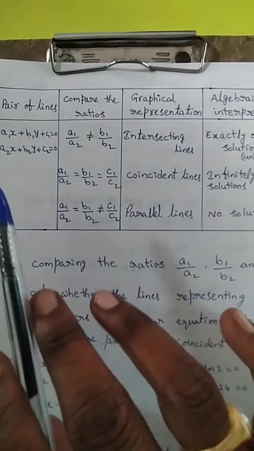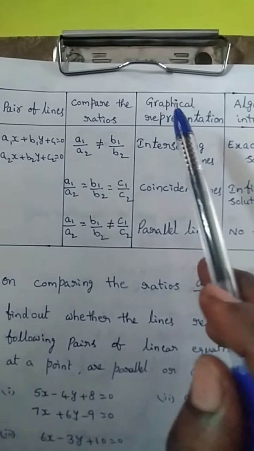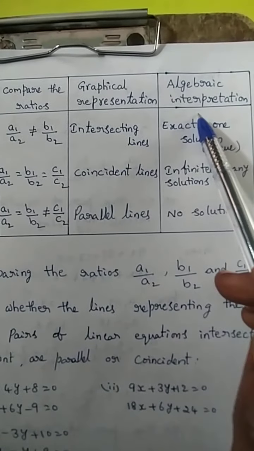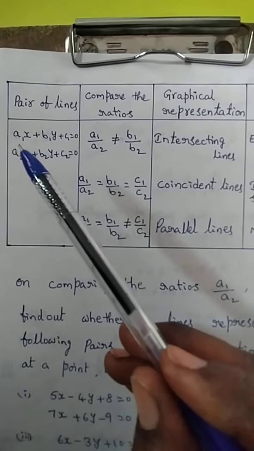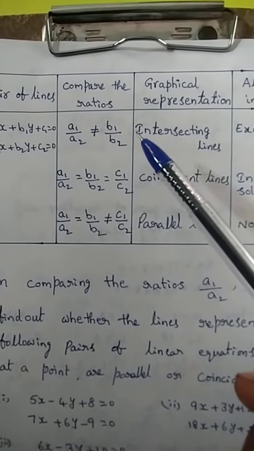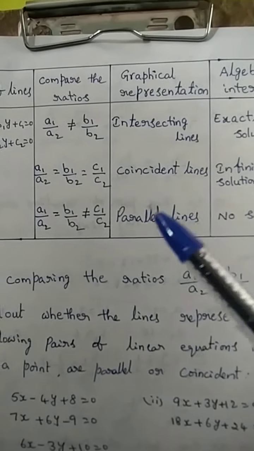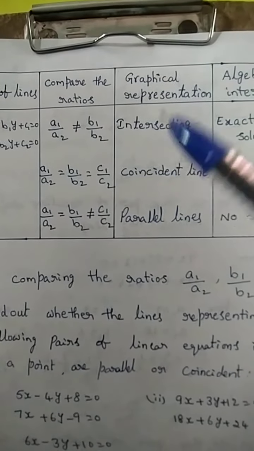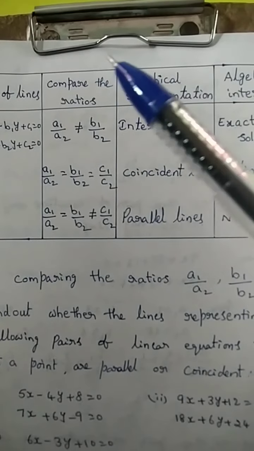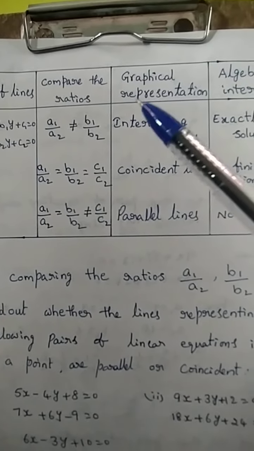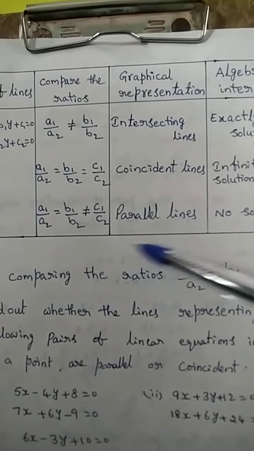So this is the table: the pair of lines, comparing the ratios, and the graphical representation. It is the algebraic interpretation of it. In the graphical representation, we draw the two lines either in an intersecting way, a coincident way, or a parallel way. But without using the graph, by observing the two lines, we follow one procedure and then decide. The lines must be one of these three conditions.